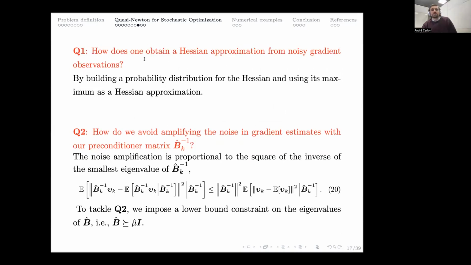How do we get the Hessian from the noisy gradients? We build the probability distribution using Bayesian inference for a Hessian and pick the MAP as a Hessian approximation.